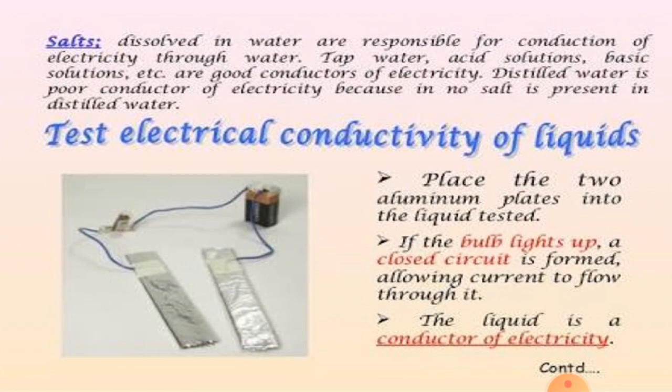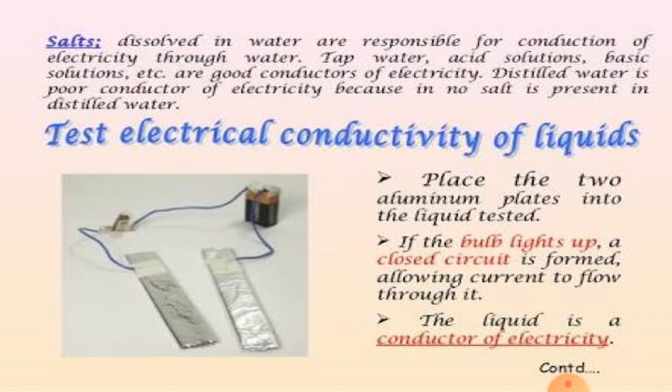To test the electrical conductivity of the given liquids, suppose that the liquids are given to you and you just have to check whether the given liquid is a good conductor or not. So how can you check it? You can check it by using the electric tester that I told you about in the previous slide. This is used to check whether the given material is a good conductor or not.